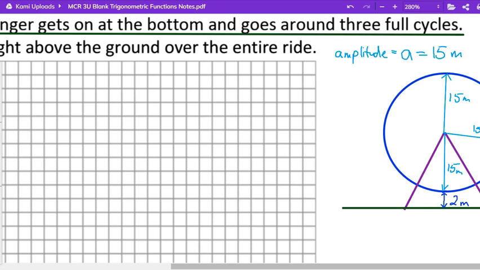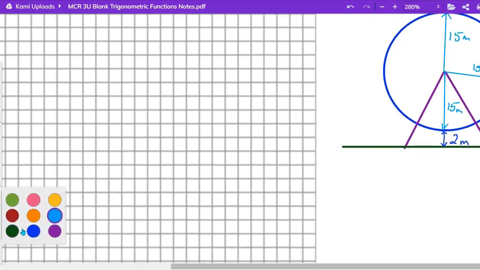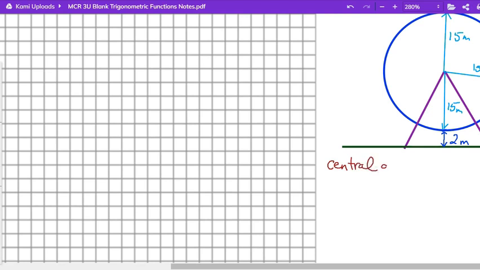Right. So if this was the ground, my central axis would be right in the middle of the Ferris wheel. But because the Ferris wheel is raised by 2, it means that the central axis is 15 plus 2. The central axis is the location of the middle of the Ferris wheel. So central axis is at the middle of the Ferris wheel.